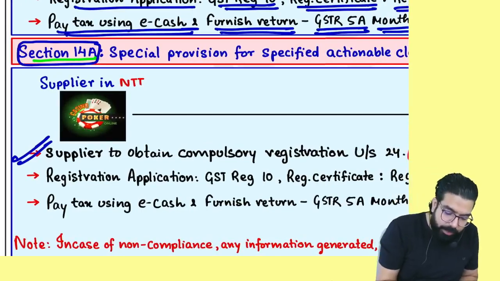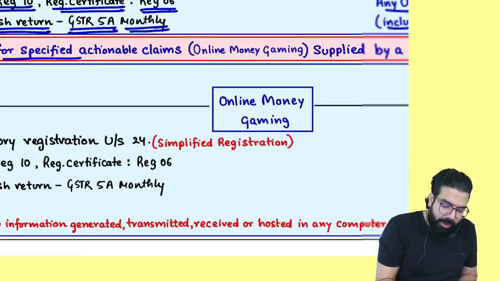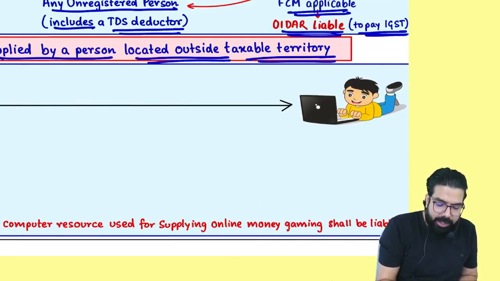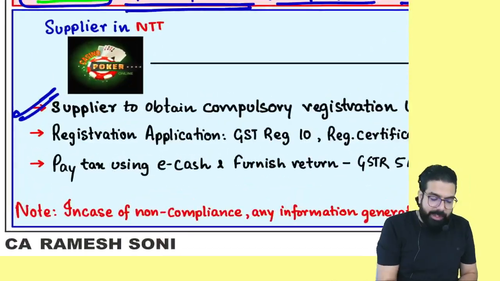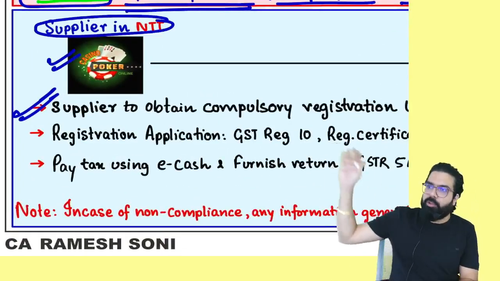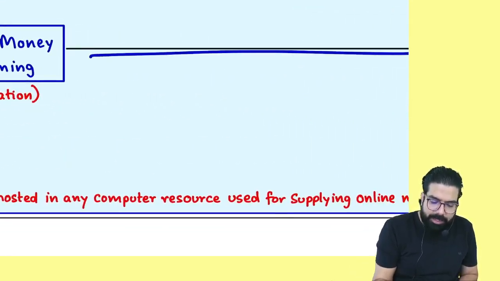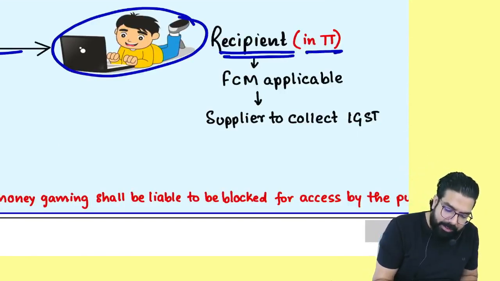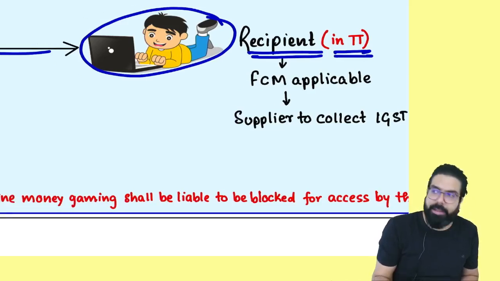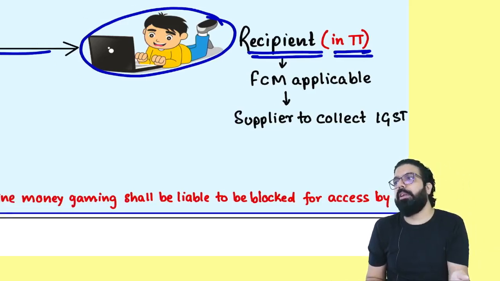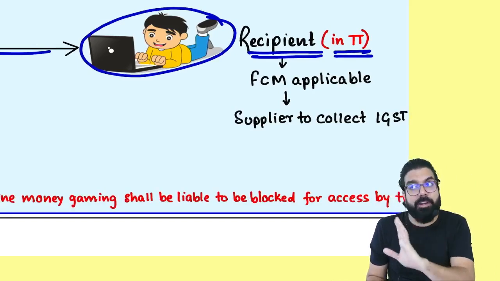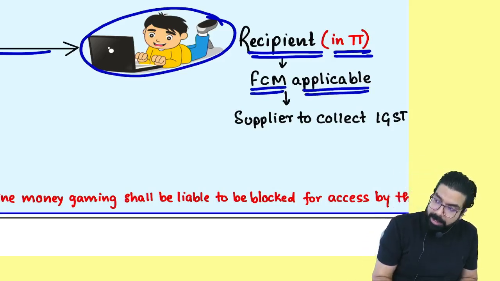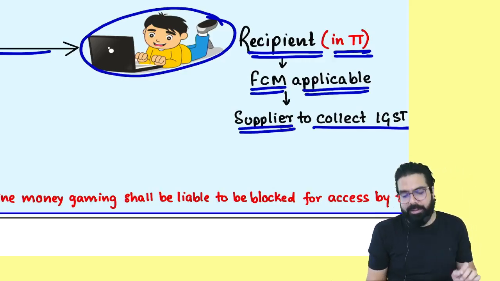Now, special provision for actionable claim, which is online money gaming supplied by a person located outside India, outside the taxable territory. So if there is a supplier, supposedly poker.com, which is outside India, and it is giving online money gaming in India. Remember, in this case, always remember one thing. If the recipient in the taxable territory is there, the recipient will never pay. You tell me one thing. Recipient registered, unregistered, will it matter to you? No. Always remember one thing, recipient will never pay. The forward charge mechanism will be applicable. Supplier will only collect the GST and pay the GST to the government.